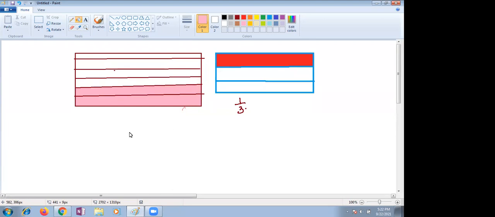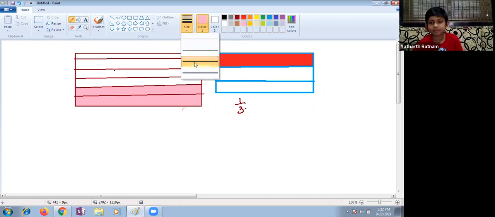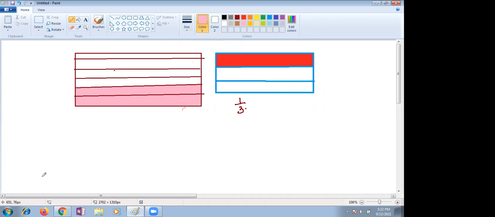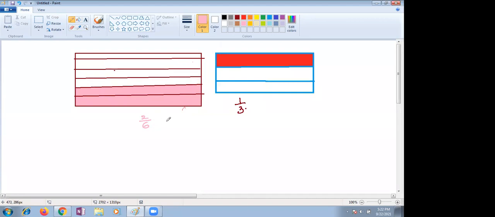Now you see, children, what is the shaded region? 2 out of 6, ma'am. Very good. Now my question to my students is: the left side and right side figures, both are same or not? I want to know. Someone said no, Daksha said yes. Daksha said yes, it's true.